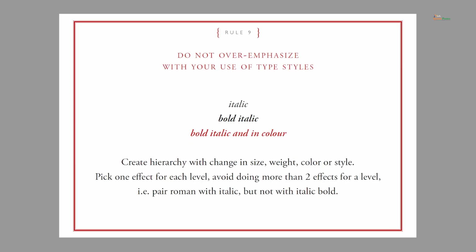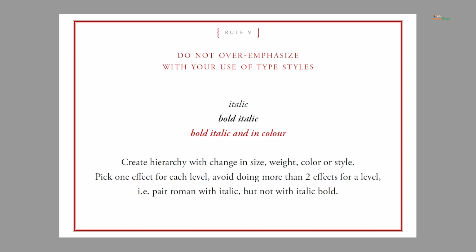Rule 9 is a rule that I have just now mentioned to you, which is do not overemphasize with your use of type styles. Either it's italic or it's bold italic, and in color. Can you see the three? All of these need not be applied to a single level of text. Perhaps you can save these for when you have 3 or 4 or 5 different kinds of subheads in the same book, but otherwise any one is enough to establish typographic difference.